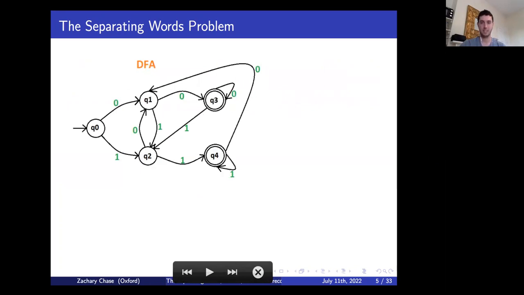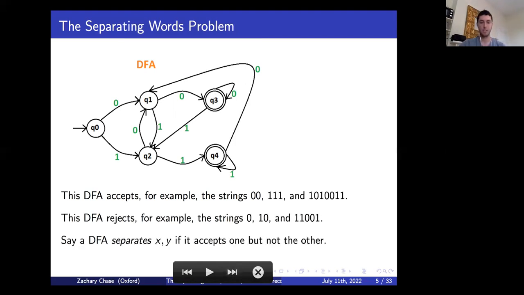Most of you know, but a DFA is just something like this. You have a bunch of states, a start state, accept states denoted with double circles, and then given a string, you just move from one state to another based on the bit of the string. So for example, if you input 0, 0, you start off at Q0, you go to Q1, and then you go to Q3, which is an accept state. So the DFA accepts 0, 0. And we say that the DFA separates two strings X and Y if it accepts one but not the other. So the above DFA separates 0, 0 and 1, 0.